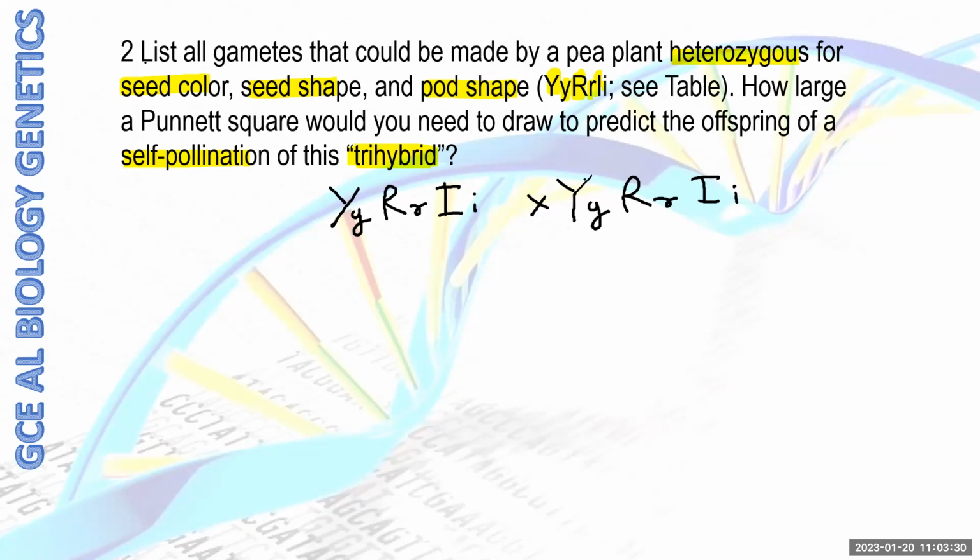So list all gametes that could be made by the female. So gametes have half the number of alleles, and here there are 6: 1, 2, 3, 4, 5, 6. Gametes should have then 3. 6 becomes 3.